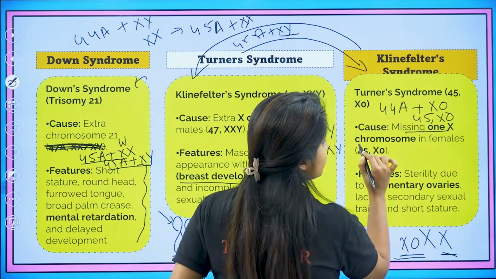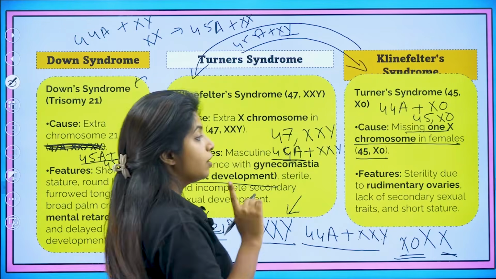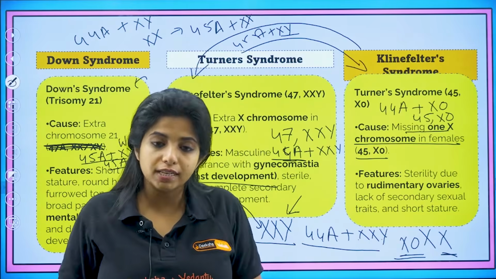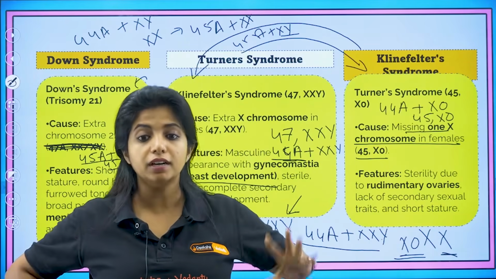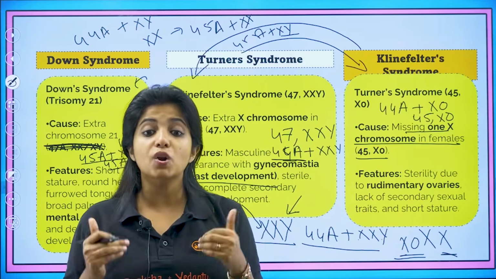It's caused by missing one X chromosome in the female. There's one miss of X chromosome in the female. Features over here, since again, if both X chromosomes were there, obviously she should have been fertile. But over here, she would be sterile. Due to what? Rudimentary ovaries. The ovaries are not well developed.